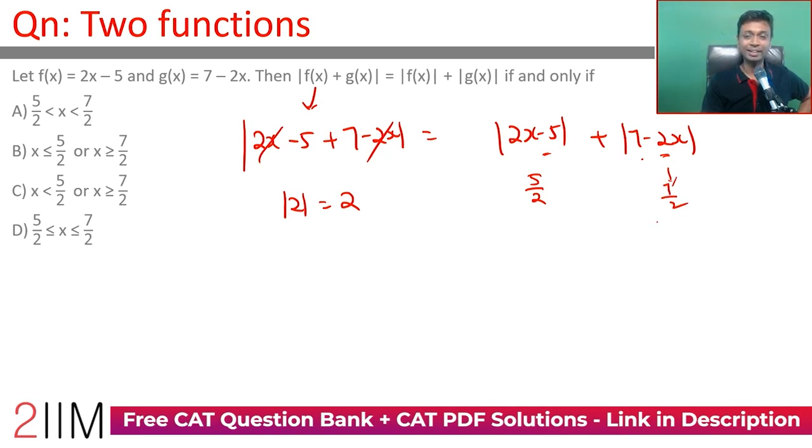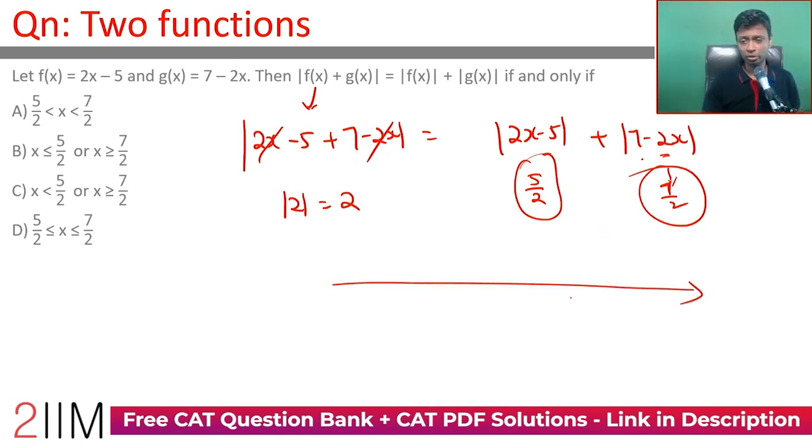What do I mean by that? Greater than 5 by 2, we'll call it as 2x minus 5. Less than 5 by 2, we'll call it as 5 minus 2x. Likewise, 7 minus 2x goes to 0 at 7 by 2. So we'll worry about the expression being 7 minus 2x and 2x minus 7, depending on that range. 5 by 2 and 7 by 2 are our pivotal points. So our answer choice is going to be anchored around that.